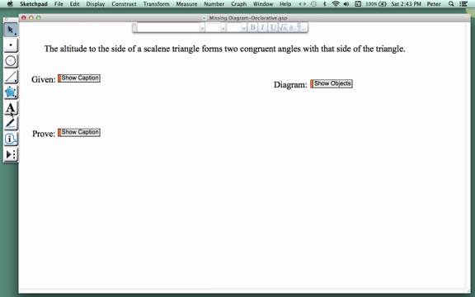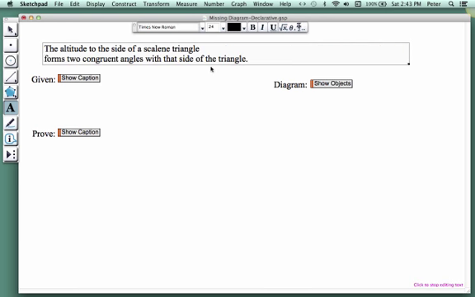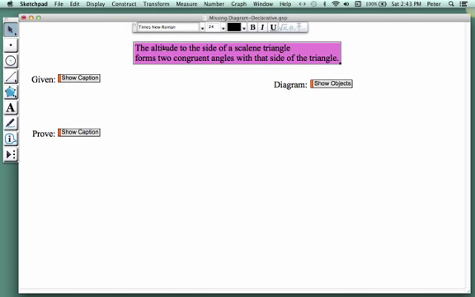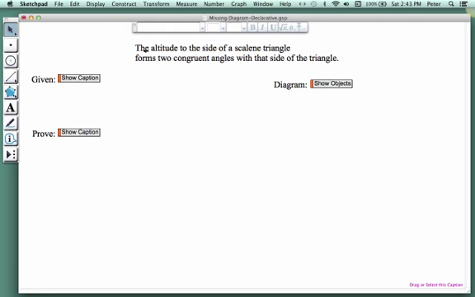Now you may remember that the subject was everything up to the verb. So in our given sentence here, we have: the altitude to the side of a scalene triangle forms two congruent angles with that side of the triangle. All right, now think about your English class. Where's the predicate? Well, the verb is forms, so I'm going to split the sentence there. And that might make it a little easier to see that my givens are going to come from the subject.